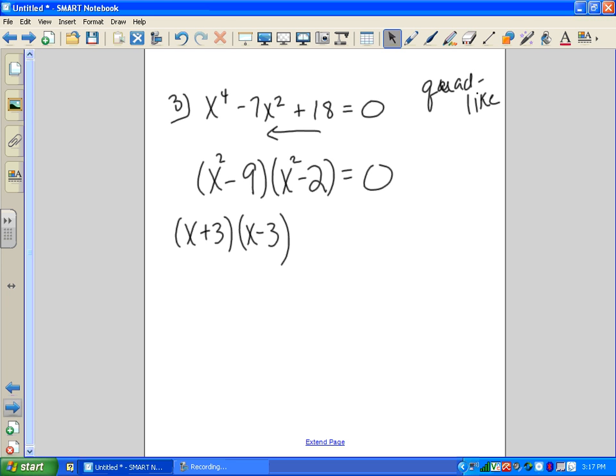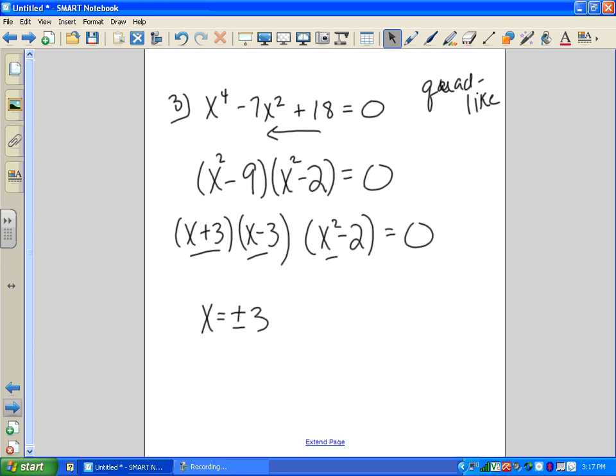Now the second factor, x squared minus 2, 2 is not a perfect square. So that one's not going to factor again. I'm just going to bring it down. Now, let's see what makes them 0. So negative 3 would make that one 0. Positive 3 would make that one 0. So we have solutions of plus or minus 3.